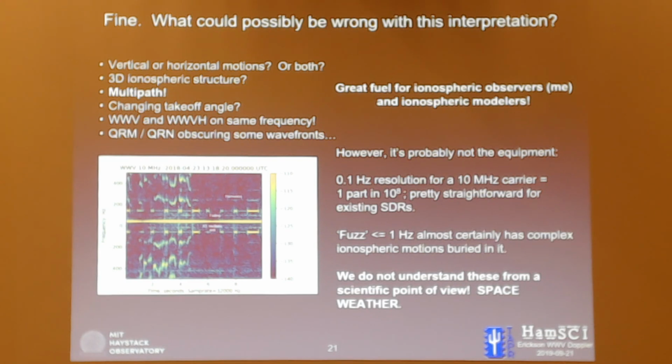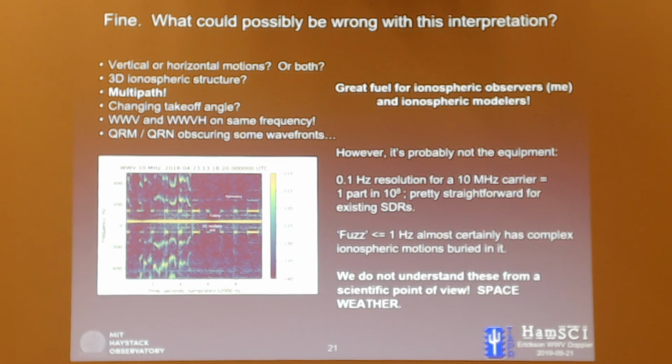So what could possibly be wrong with this interpretation? Oh, I listed a few things. I assumed the ionosphere was moving vertically. What if sometimes it's moving horizontally, and in fact it's moving a lot more horizontally than it is vertically, and I'm getting some component of that as I refract?